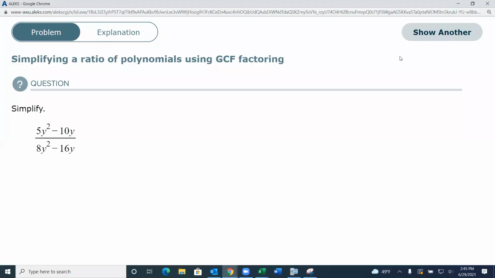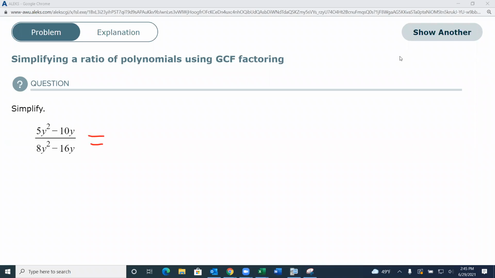So let's simplify this guy. So this time we're not looking for what's out of bounds. We're just looking to tidy it up, simplify it. So it does give us a huge hint. It says, do GCF factoring. All right, that's always the first thing you should try anyway.